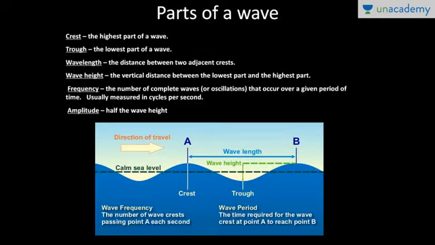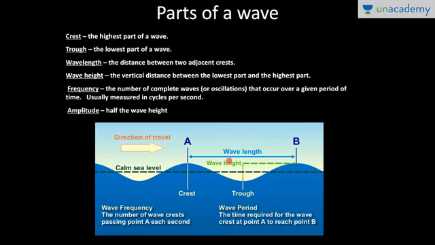Okay. Now there are different terminologies related to waves, right? So the first one is the crest. You can see it here. This one is the crest. Crest is the highest part of a wave. Now trough. This one is the trough, the lowest part of wave. Okay, and wavelength is the distance between two adjacent crests or two adjacent troughs.